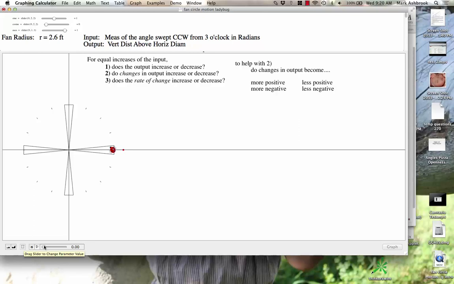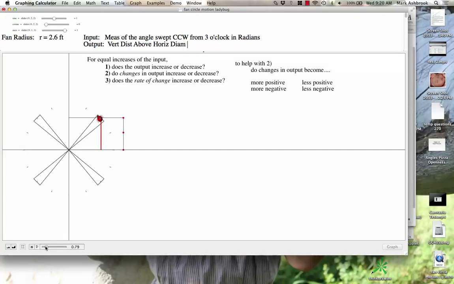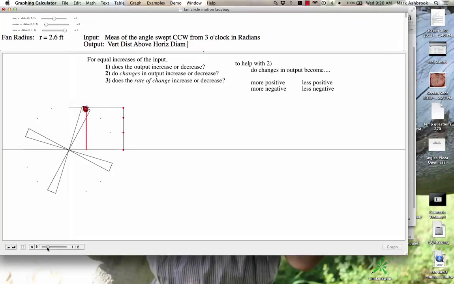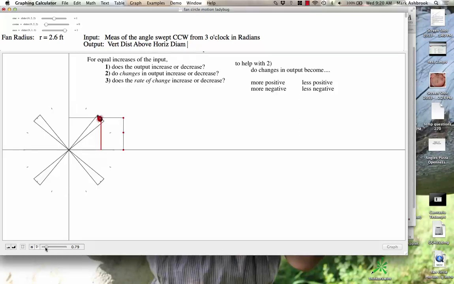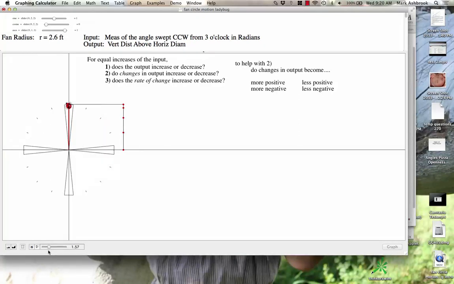And so we ask 3 questions. Does the output increase or decrease? So let's look at the first quadrant. Let's review it. Does the output, the vertical distance, increase or decrease? Increases, right? Here, the bug is going up. The bug is at the horizontal diameter, and then the bug is at its highest point above the horizontal diameter, so that vertical distance increased.